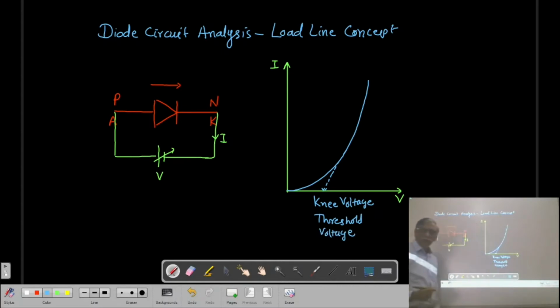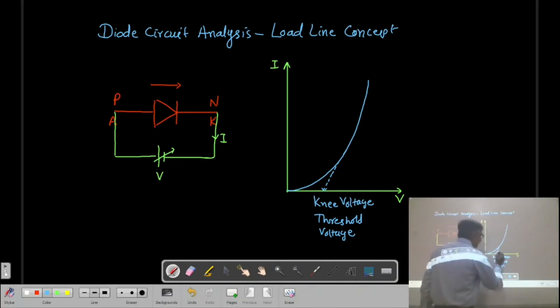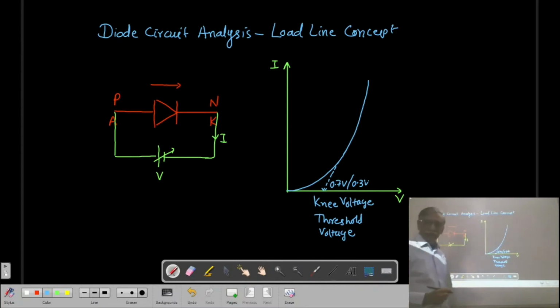Now for the different types of material, the knee voltage or the threshold voltage is different. If we have a silicon diode, meaning a p-type material and n-type material both made from silicon, then this knee voltage is 0.7 volt. Or if it is made from germanium, then this knee voltage is 0.3 volt. Correct? That is also a cutoff voltage, you can say.